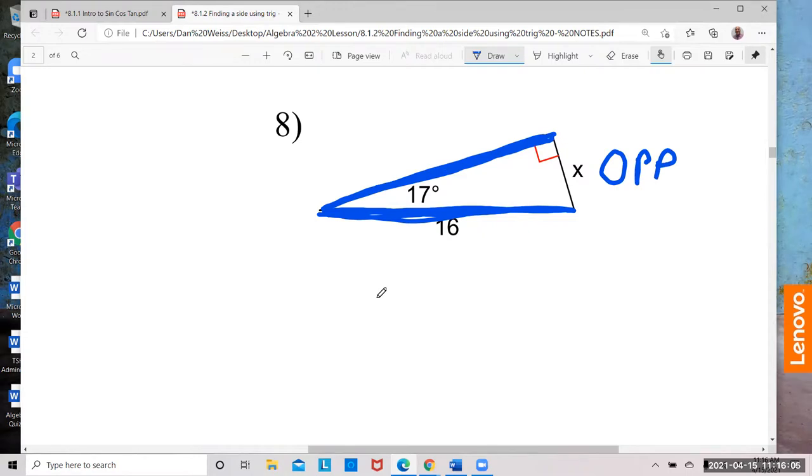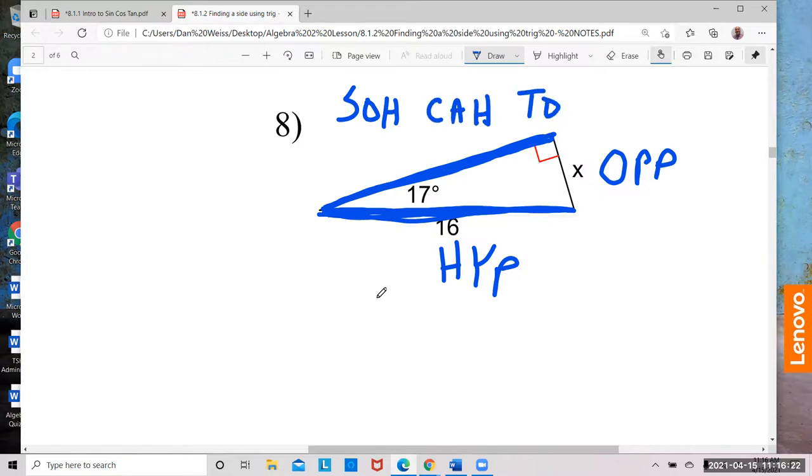And what's 16? Hypotenuse. Very good. So we have opposite and hypotenuse. Is that going to be sine, cosine, or tan? Are we going to use sine, cosine, or tan? I'm picking the ones at the top, right? The first, the second, or the third? Third. No, it's not the third. First one. Very good.